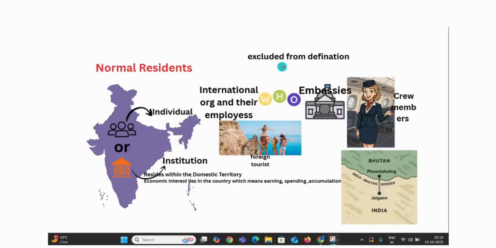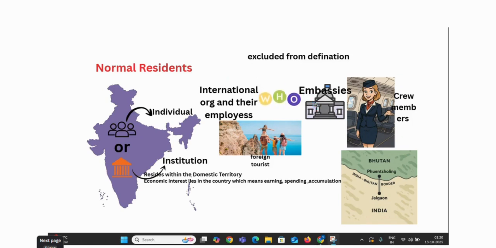Who all are excluded from the definition of normal resident? Number 1, foreign tourists who just came for tourist purpose. Do you remember Mrs. Sharma's friend who just came to visit and left? So foreign tourists who came for tourist or recreational purposes and go back to their own countries. Number 2, do you remember the doctor and helper who came to check Dadu Sharma and left? They were from an international organization. So international organizations and their employees are not included in the definition of normal resident.